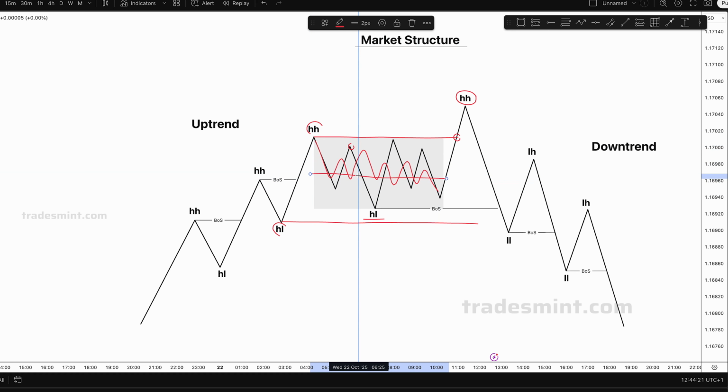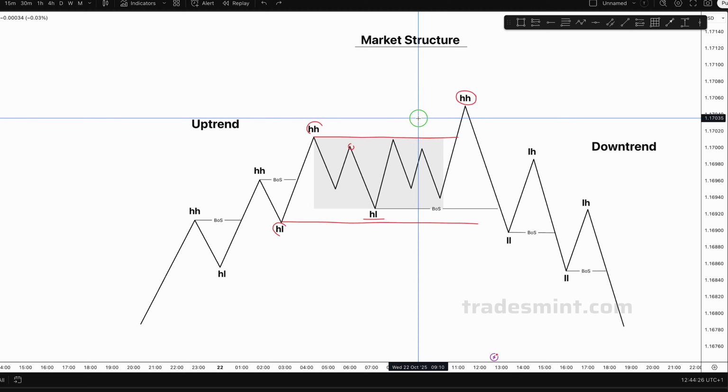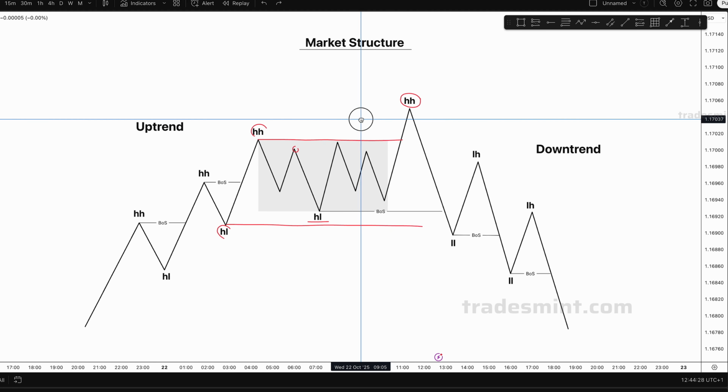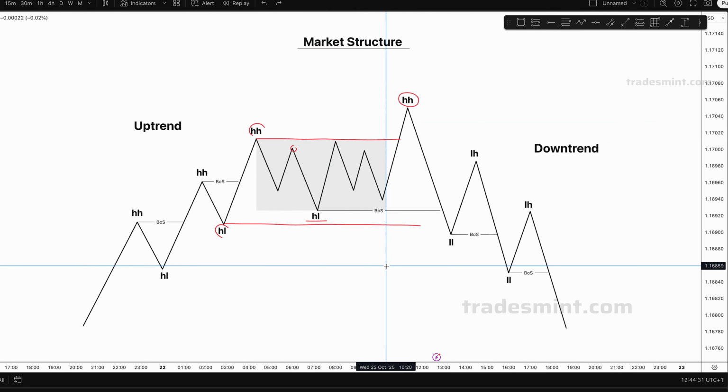Therefore, it will be a consolidation, which is essentially a sideways phase in the market that doesn't provide us really any opportunity to trade either up or down, okay? So that is the foundation of market structure.